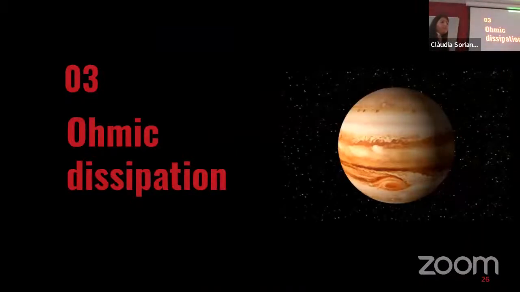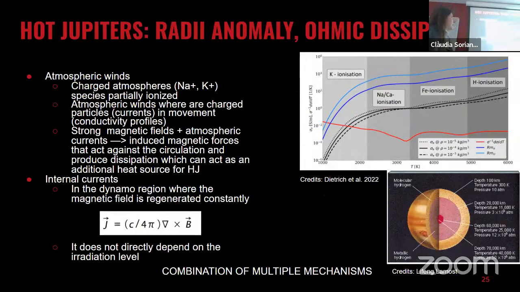Okay. So, yes, here I just forget about this plot. This plot is important because it can give us information about the different conductivity profiles. So when we are in the atmosphere, one of the things that we have to take into account is these particles that are ionized, how much they conduct.